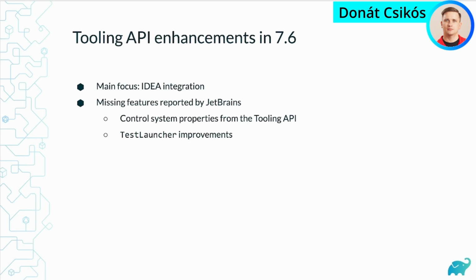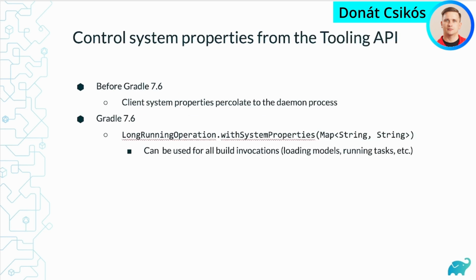Hi, I will explain what changed in Gradle 7.6 with regards to tooling. In this release, we focused on IntelliJ IDE integration. We implemented several missing features reported by the JetBrains team, specifically how system properties are controlled and how tests can be launched via the tooling API. Let's begin with the system properties.